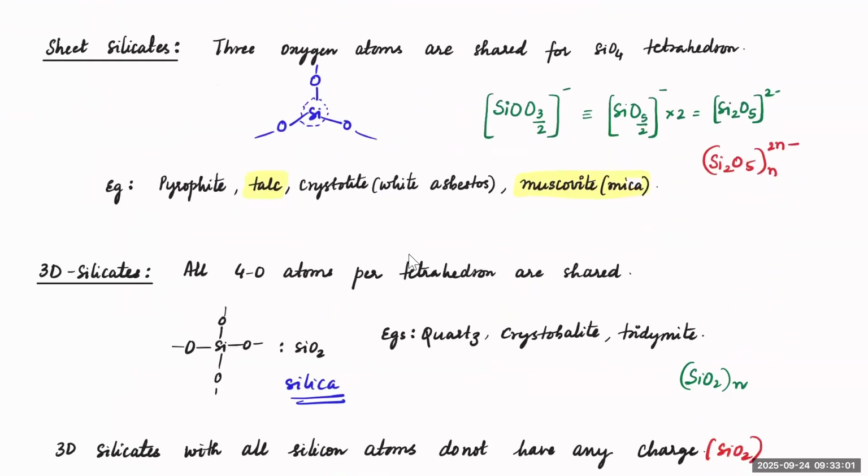Next, sheet silicates. Three oxygens are shared, except one oxygen, the open one, the top one, which is left. Except that, all three are shared. So if three are shared, you can say that SiO, this O is unshared, and this O with 3 by 2, O raised to minus 1. This will be the form.